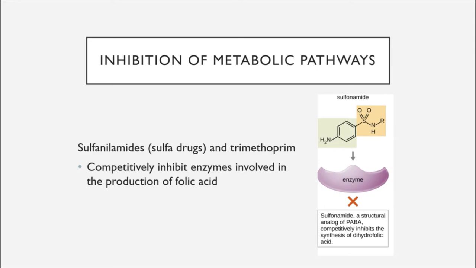Now, the last mechanism of action is inhibition of metabolic pathways. Sulfa drugs, or sulfanilamides, as well as trimethoprim, are two drugs that are used to inhibit a very important metabolic pathway in bacteria, which is the enzymatic pathway that leads to the production of folic acid, which is an essential nutrient for bacteria. And so these drugs are enzyme inhibitors that competitively interfere with enzymes that are involved in the production of precursors for folic acid.